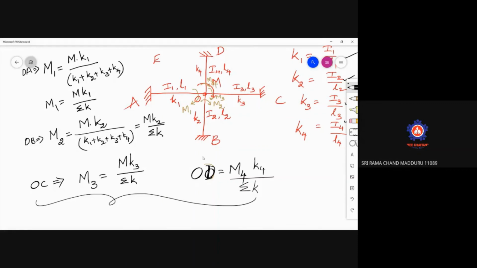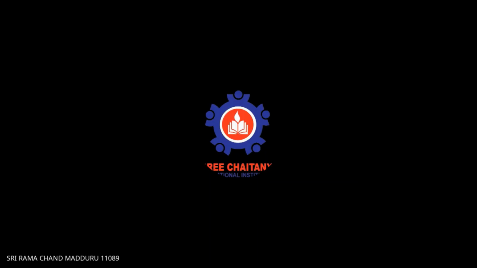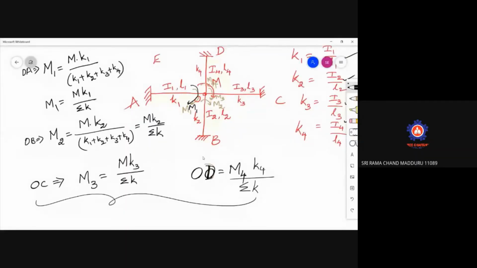And you know, when a moment M1 is acting at this, according to the first theorem, for the far end when it is fixed, half of the moment will be carried over. So when you are applying this M1, half of the moment will be distributed to the far end. So that is M1 by 2 at this end. We will discuss every theorem we will use in the problem. Don't get worried.